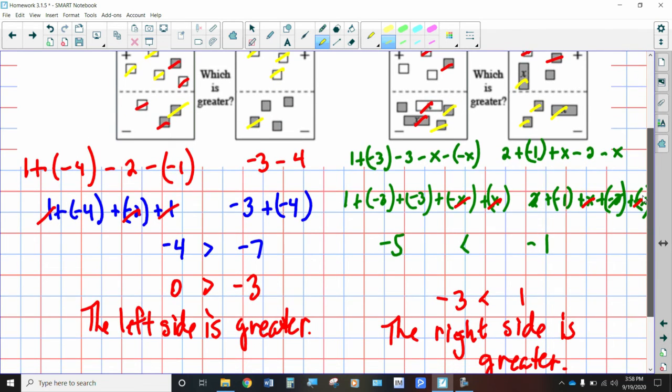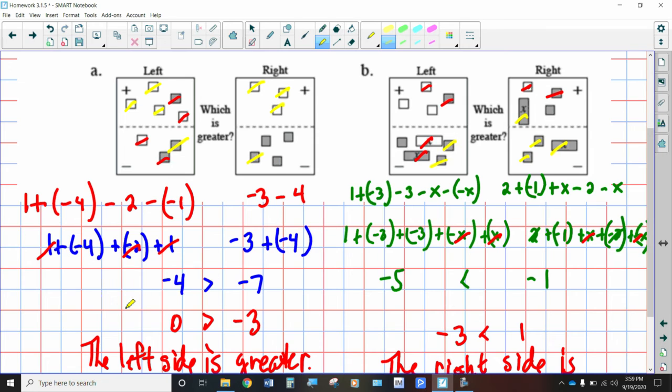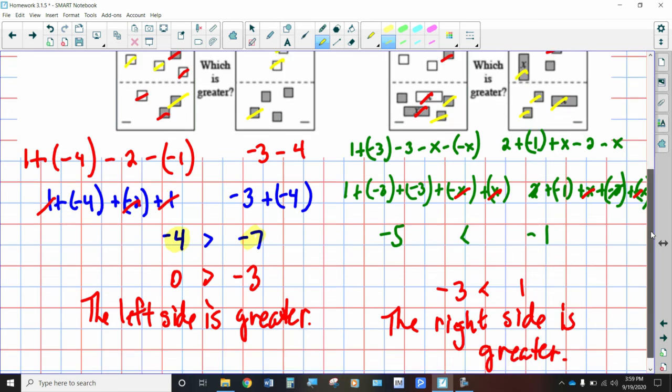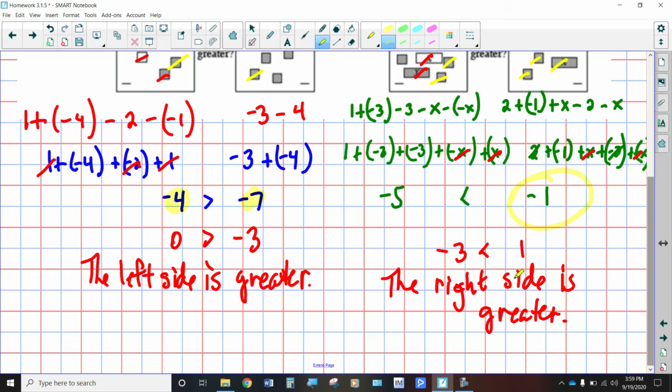So for this one, by the time you did all the legal moves and you combined like terms, you got 0 on one side, -3 on the other, or maybe you decide to stop here once you realize that -4 is indeed greater than -7. So the expression on the left actually has a greater value than the expression on the right. And here, same idea. Once you got to this point, you realize -5 is less than -1, because the more negative it is, the less it is. So we can decide at this point that the right side is going to be greater than the left side.